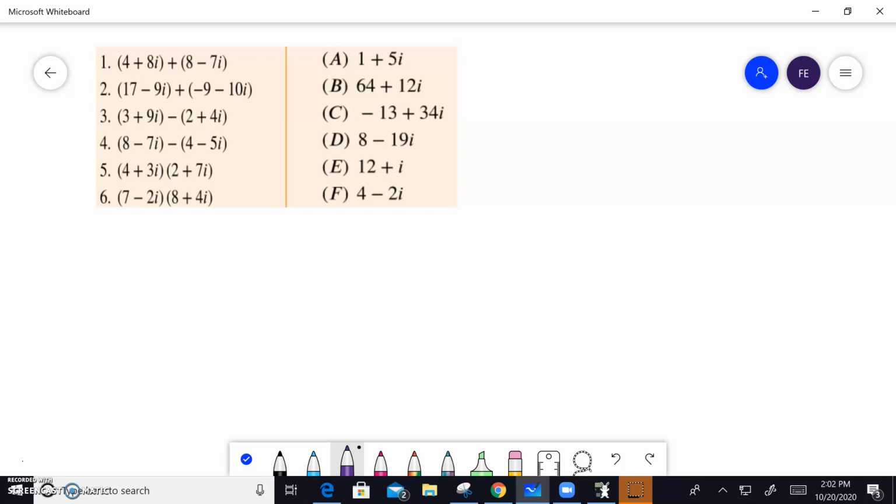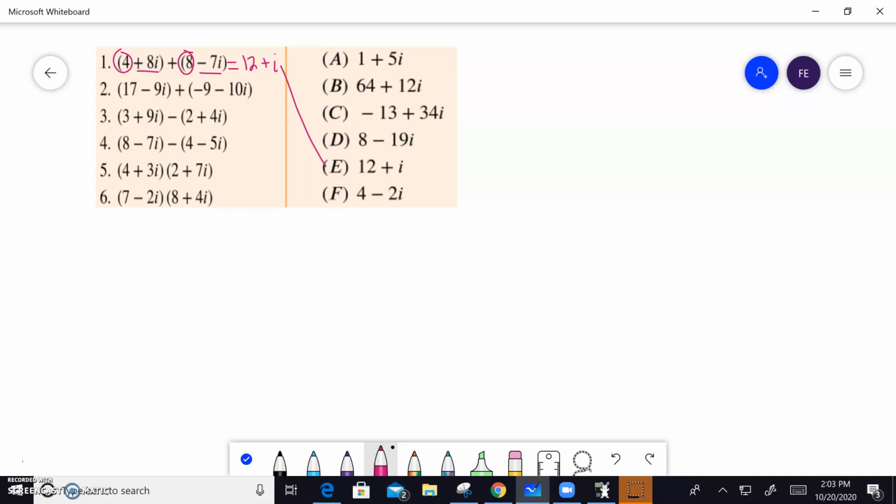Adding because adding is between the two expressions or the two binomials. Adding is your easiest one. All adding means to do is to make sure you combine like terms. So for number 1, a good example, the like terms are your real terms. So 8 and 4 give me 12. And then 8i and negative 7i are your imaginary like terms. 8i plus negative 7i just gives me a positive 1i. So number 1 goes with E.